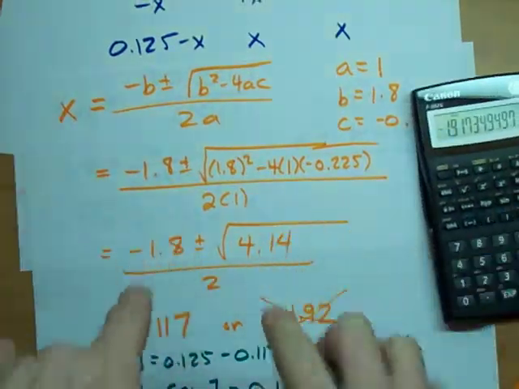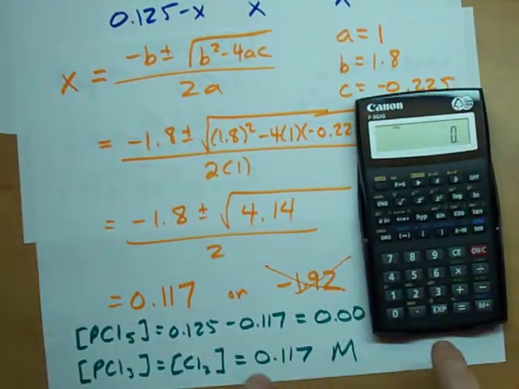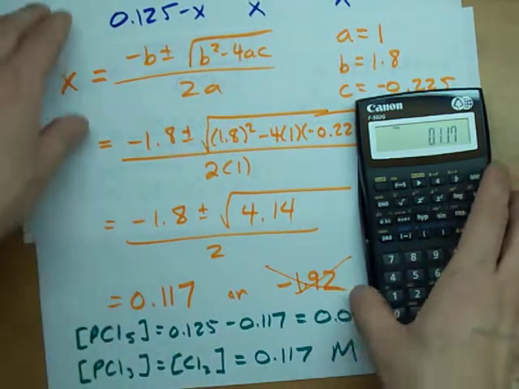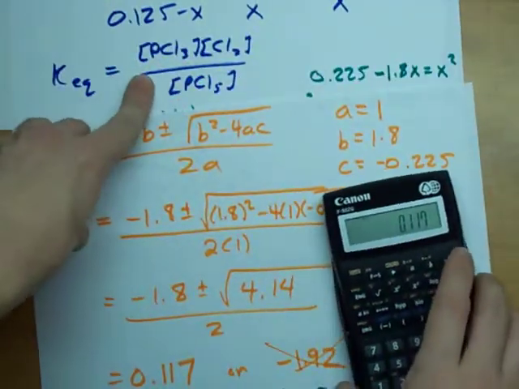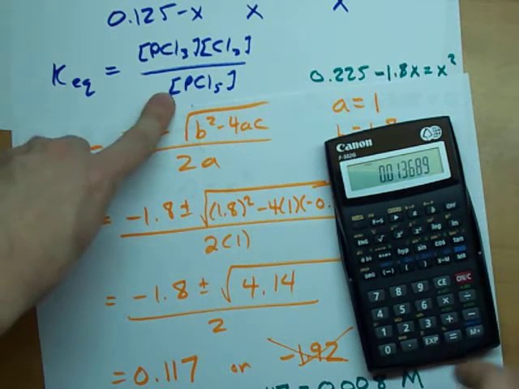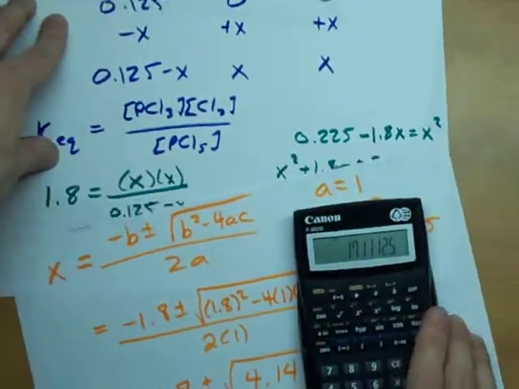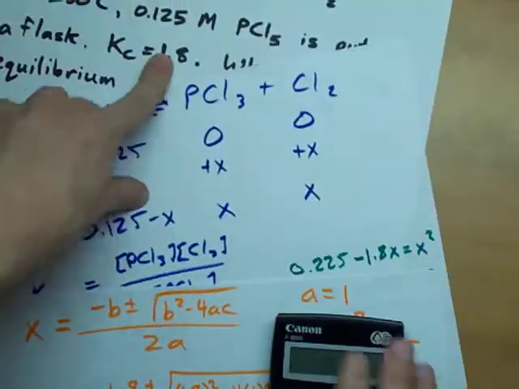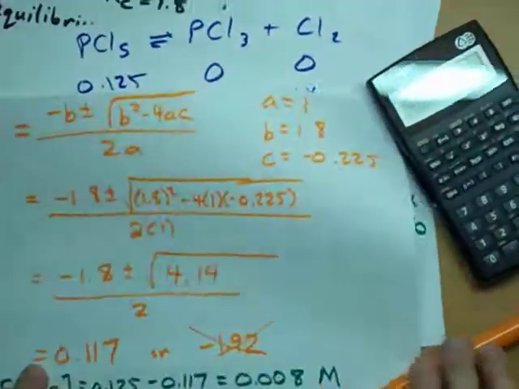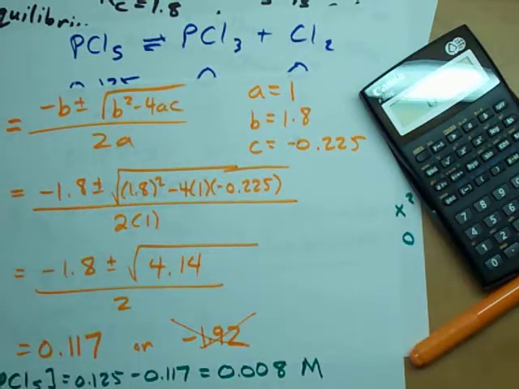Now I'm just going to do a little experiment here, see if I get the right answer when I plug these numbers back in. 0.117 times 0.117. See, I'm using my formula here. Divided by PCl5, which is 0.008. I get almost 1.8, which was the original answer. Now, the reason it's off here is because I ended up doing some significant rounding here that I probably shouldn't have done, but whatever, sue me.